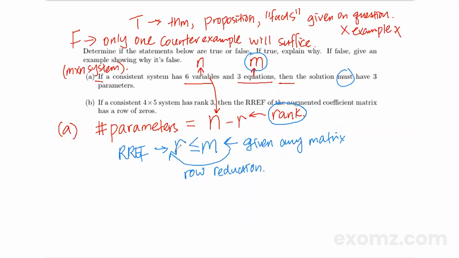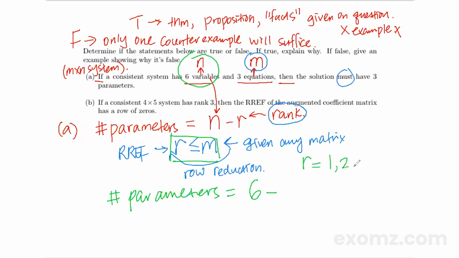So since r is less than or equal to m, the number of parameters here has to equal 6, because n equals 6 here, minus r. So r could be 1, 2, or 3, because r has to be less than or equal to m, and m equals 3. So this part A, this statement, would have been true if we know that r is exactly equal to 3.